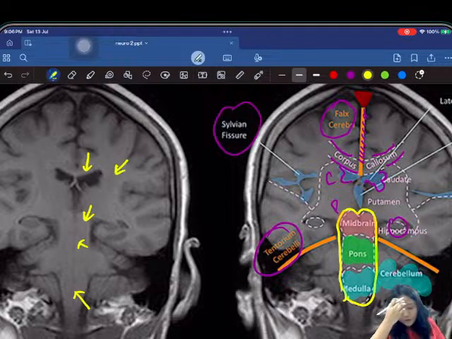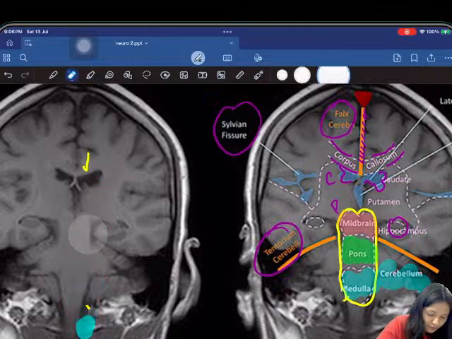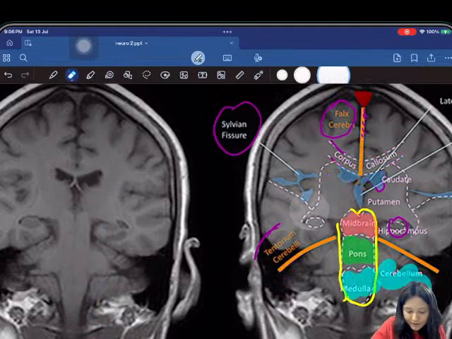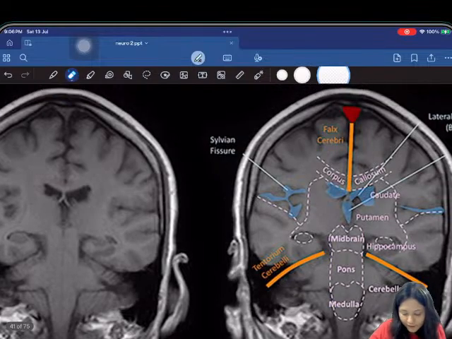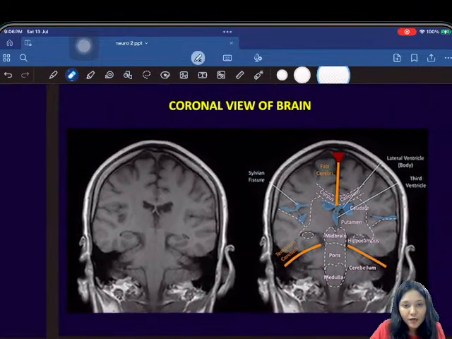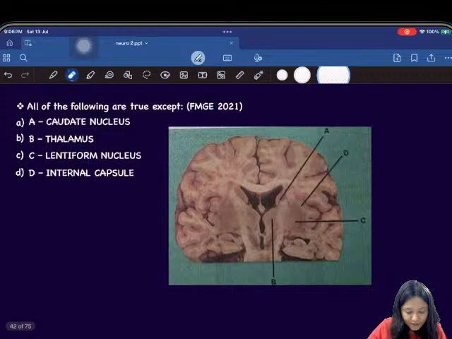So you might get a question on the axial scan as well, or the coronal scan as well. So you have to see the views from everywhere, all sides. You have to see how the pons, medulla and midbrain look in the axial, and how they look in the coronal, so that you don't get confused. Understood? Now let us study this.